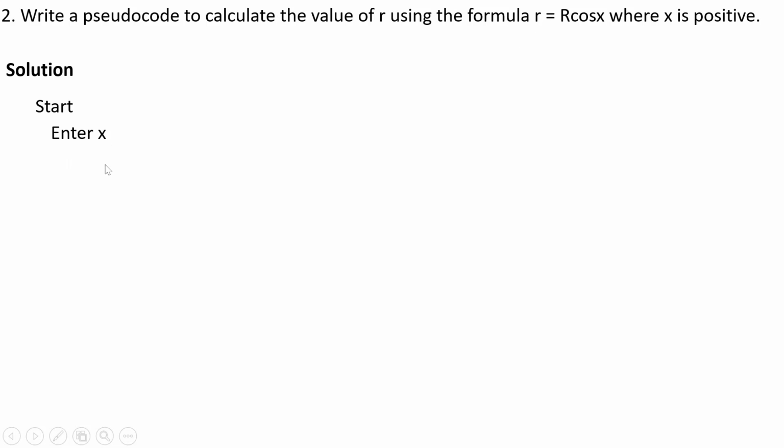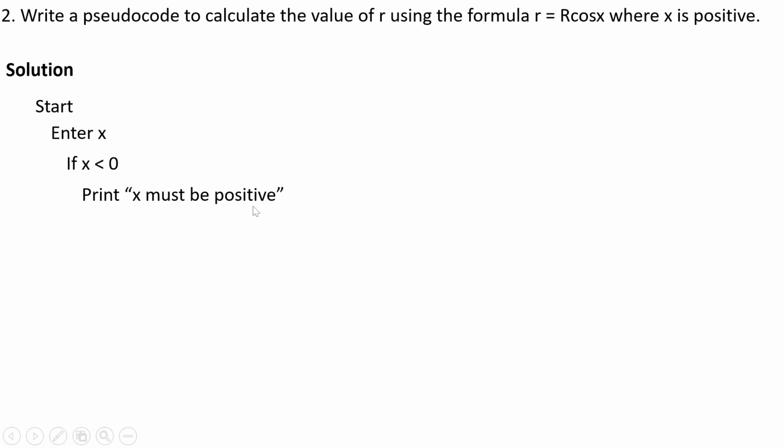Then after you enter x, because of this condition here where x is positive, you use this condition: if x is less than 0, then what are you going to do? Then you are going to print this one here. It should be able to print x must be positive. So say if x is less than 0, then print x must be positive.